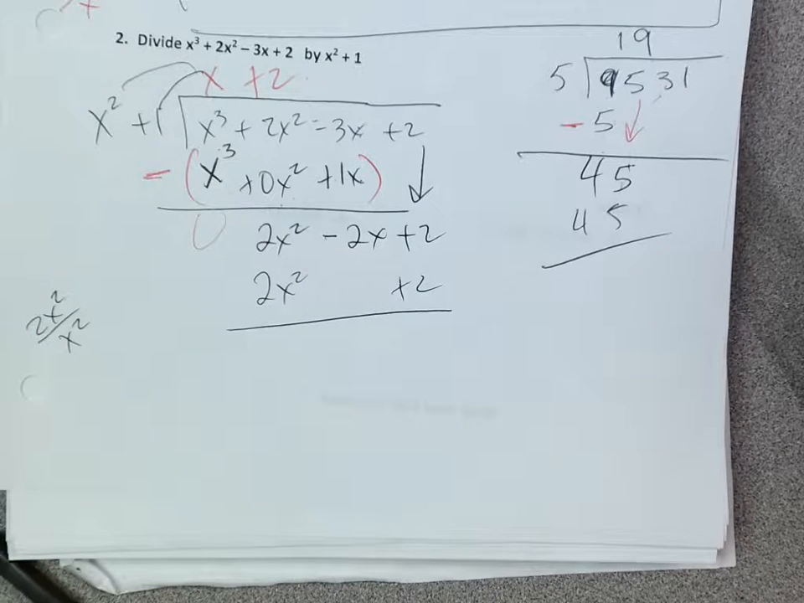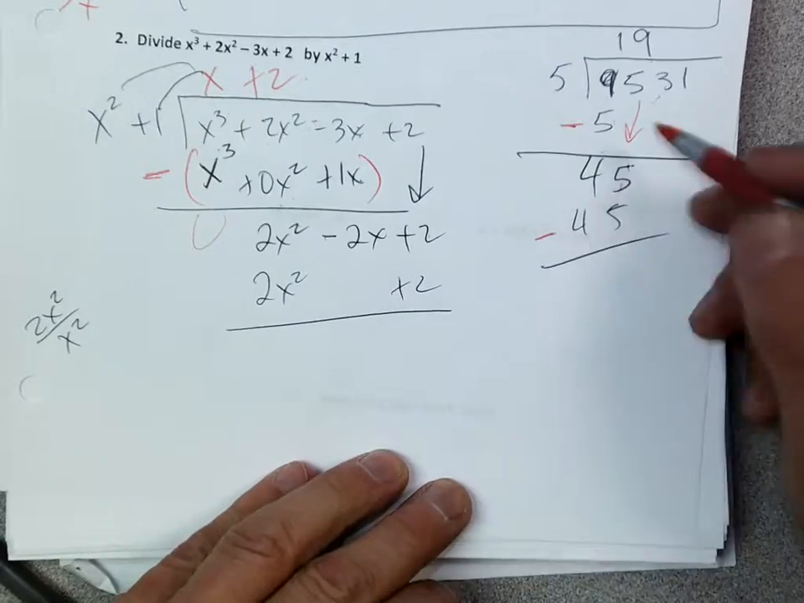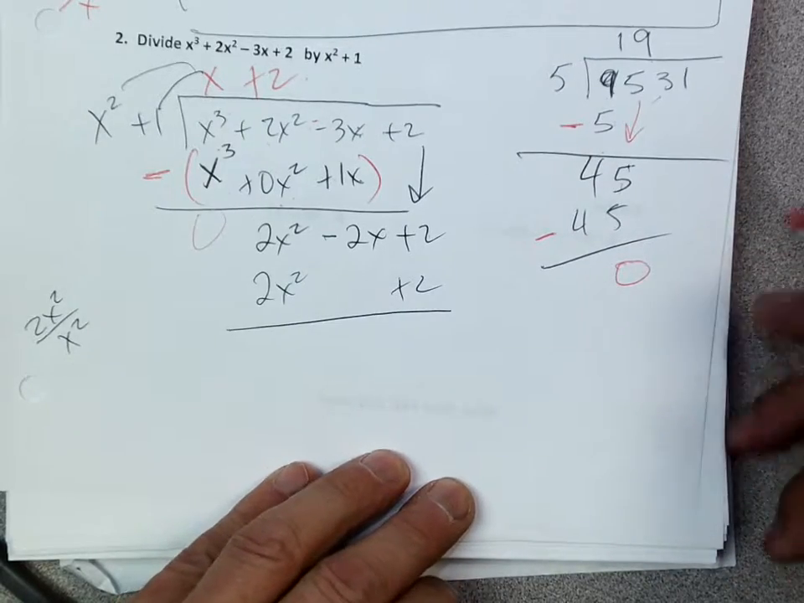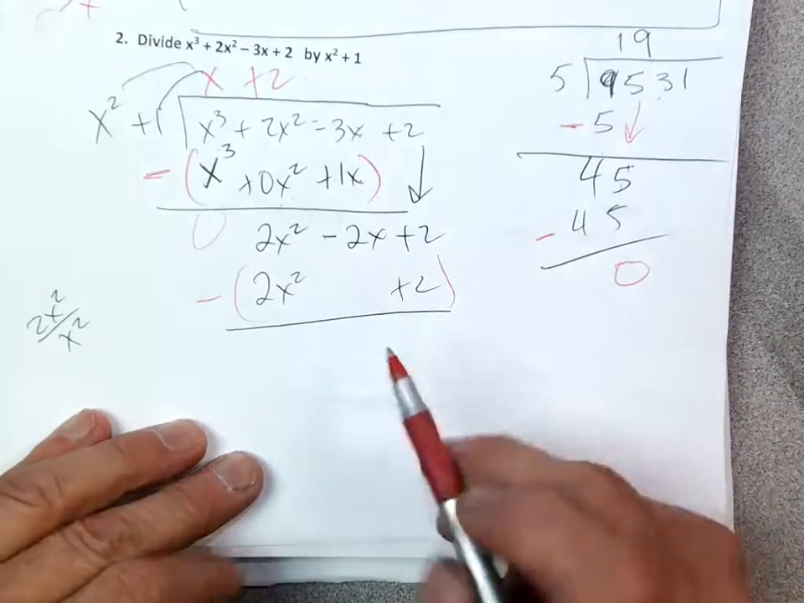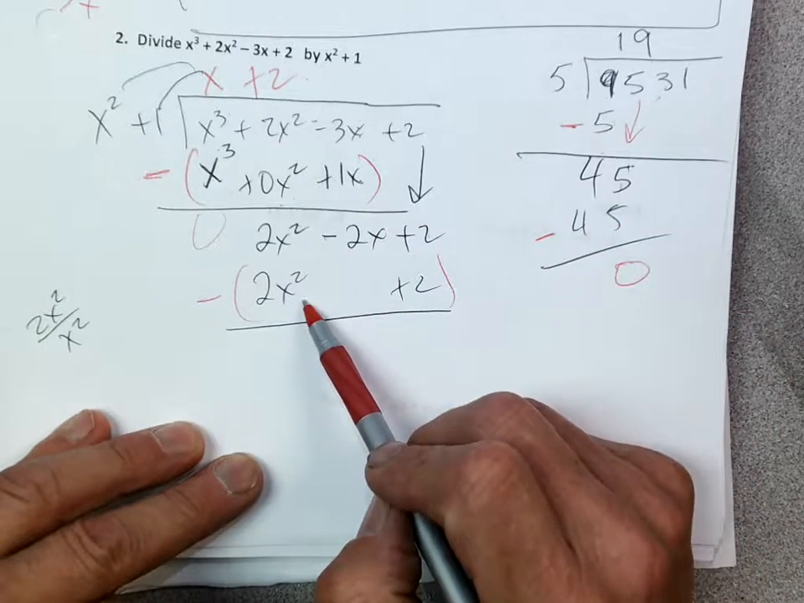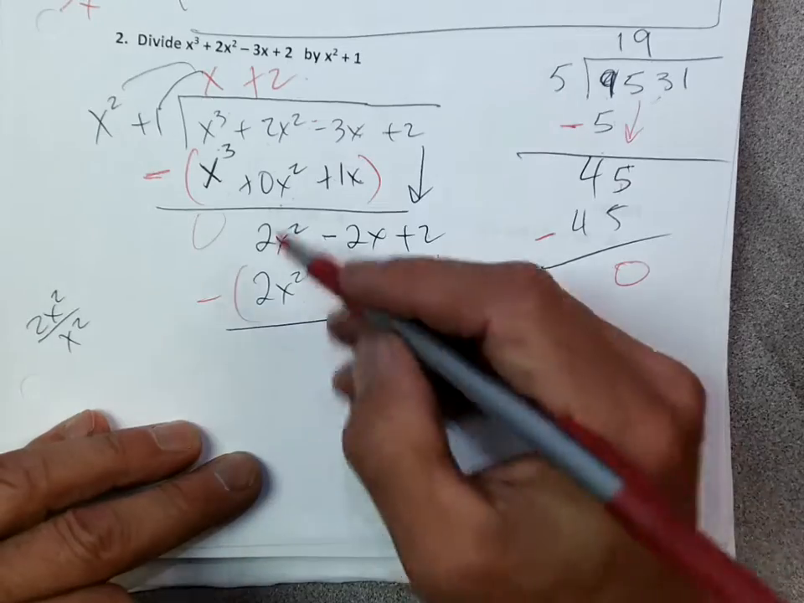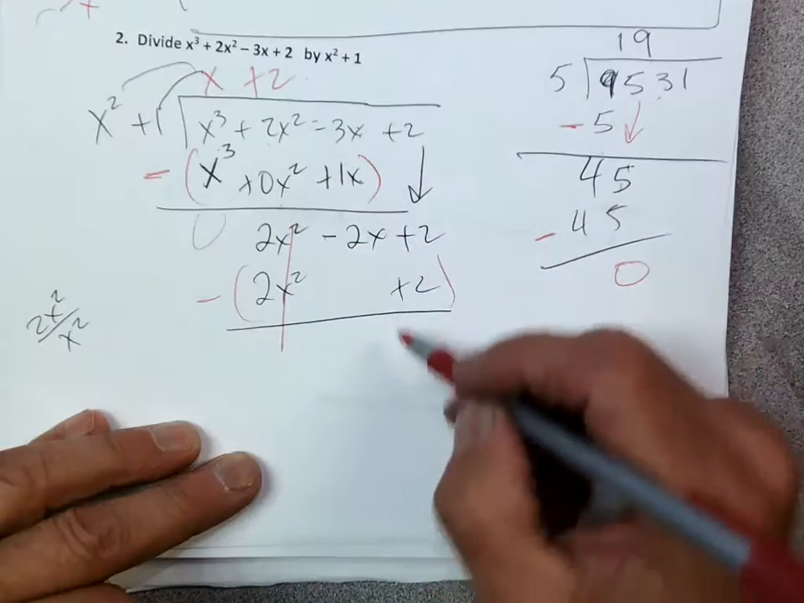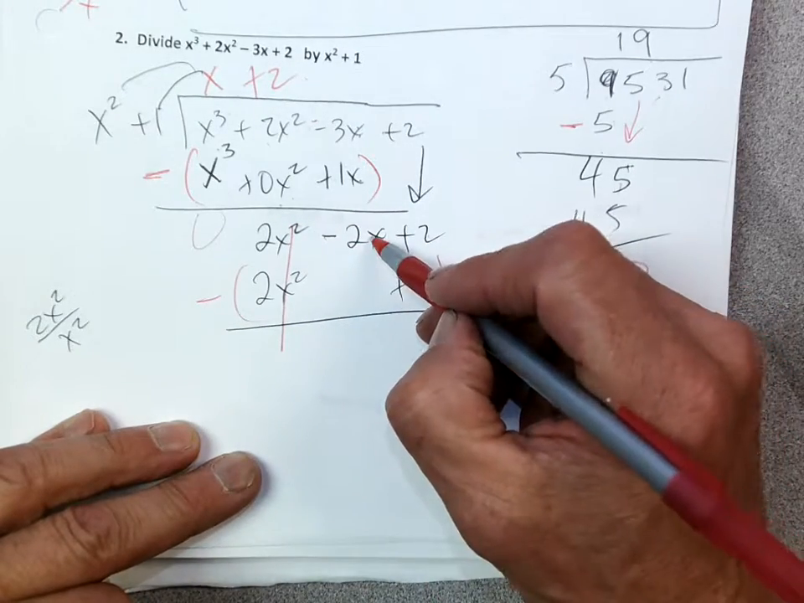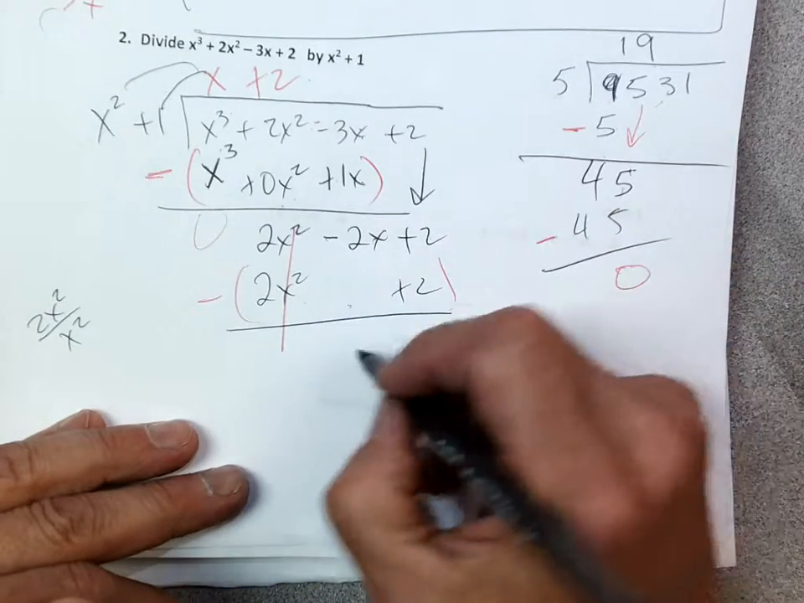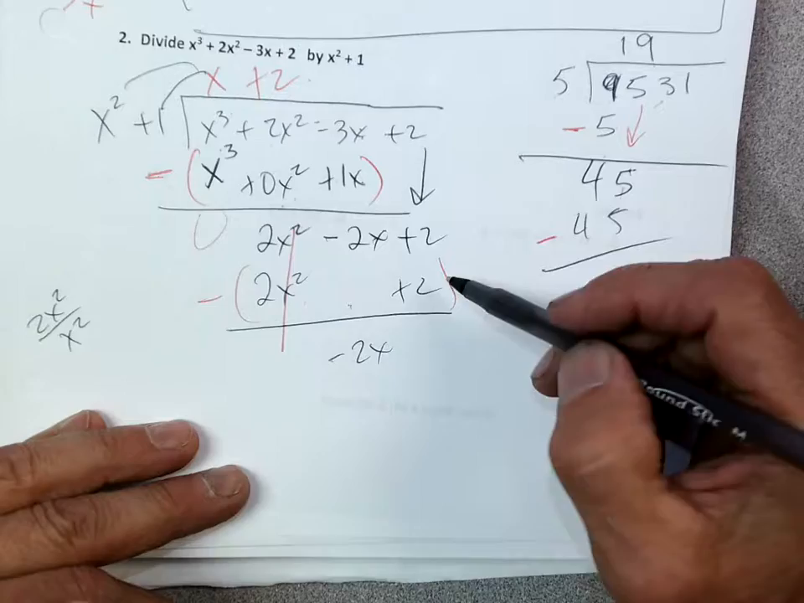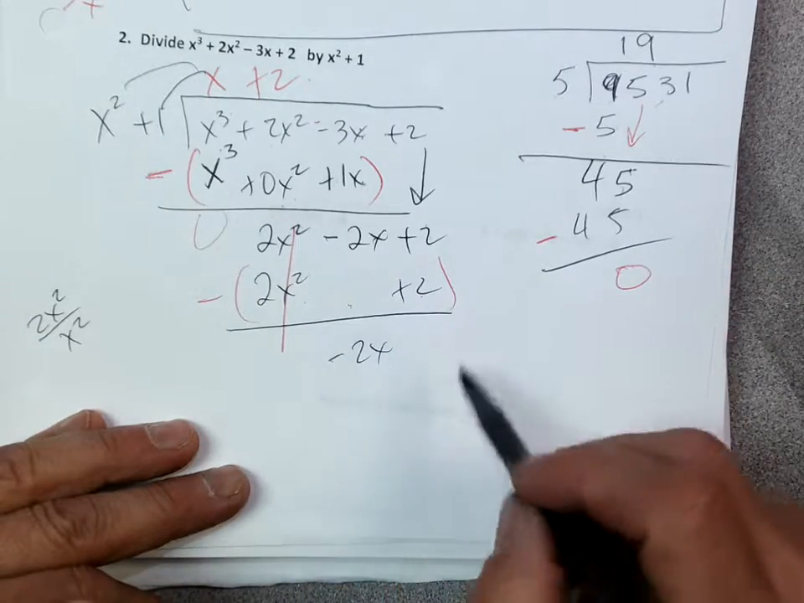How am I doing? Okay. So then, what did I do over here? 6th grade math, we subtract. We got a 0, right? So here we're going to subtract also. 2x squared minus 2x squared gives me nothing, right? And so a negative 2x minus nothing is just a negative 2x. And then 2 minus 2 is nothing, okay?